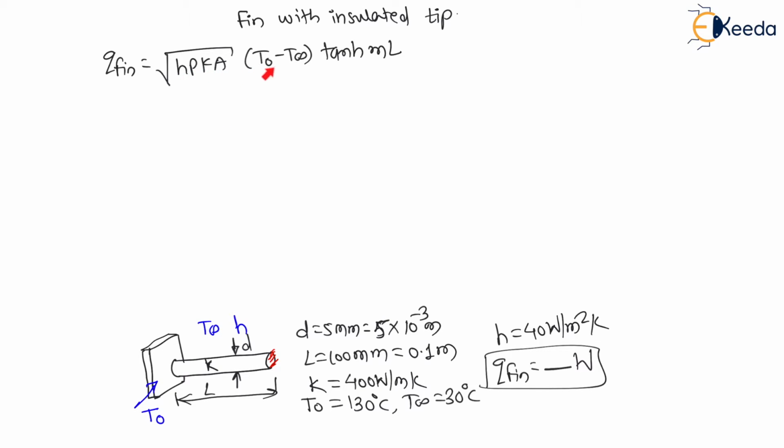Under root HPKA (T naught minus T infinity) tan hyperbolic ML, where H is the convective heat transfer coefficient, which is given. P is the perimeter of this fin. Let us find this P. P is the perimeter, which is nothing but pi d.